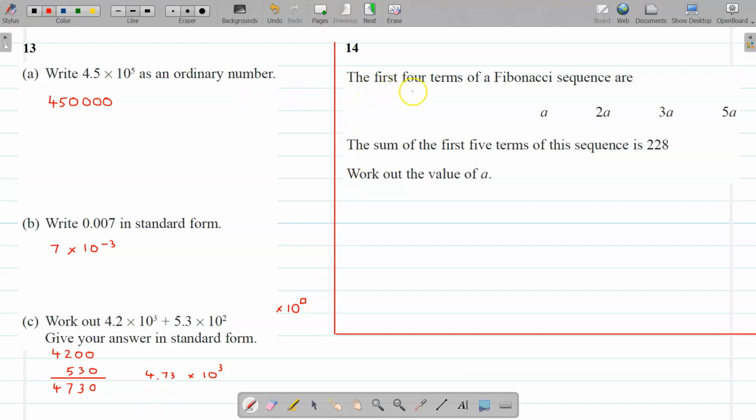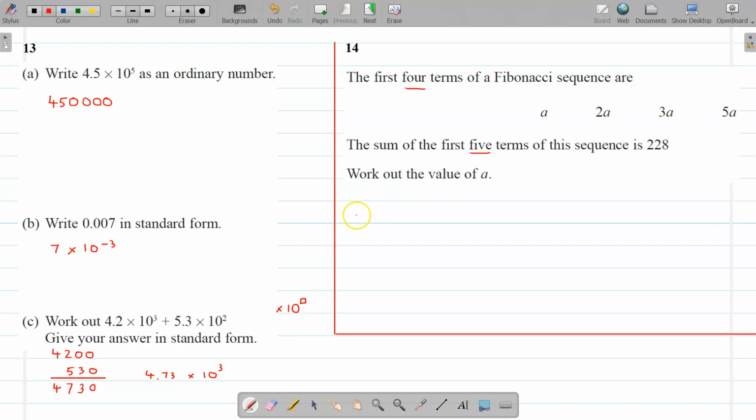Now, question 14, the first four terms of a Fibonacci sequence are A, 2A, 3A, and 5A. Now, be careful here because this is the first four terms, all right? But the question is asking about the sum of the first five terms. Okay, so you've got to find the value of A, given that that is 228. But you need the fifth term, you see, and you've only got four. And the fifth term would be, well, if we understand Fibonacci, it's going A plus 2A is 3A, 2A plus 3A is 5A, 3A plus 5A is 8A. So the next term is 8A.